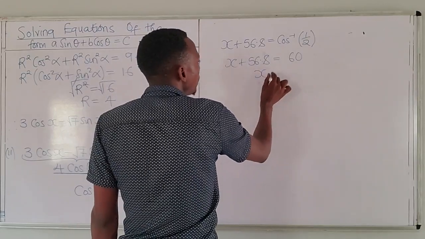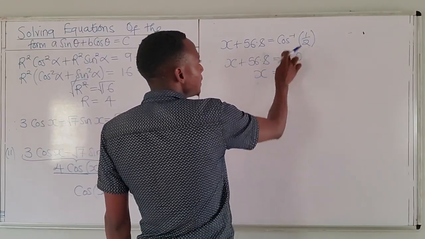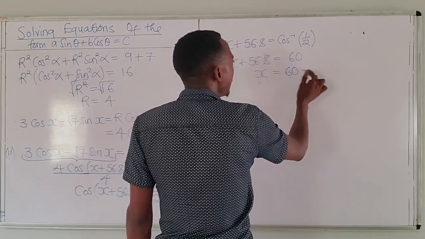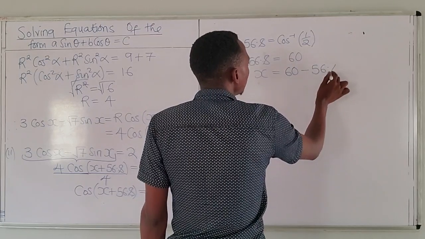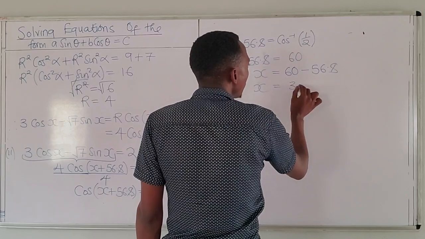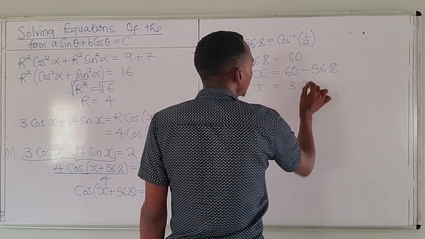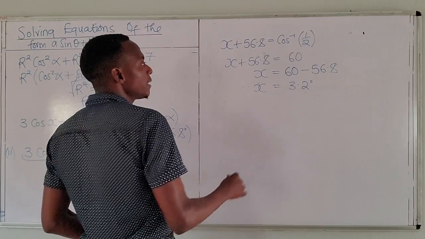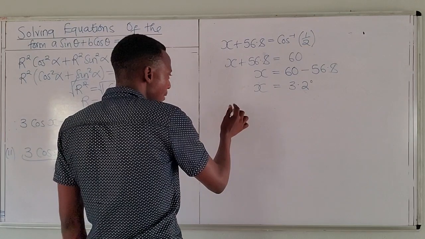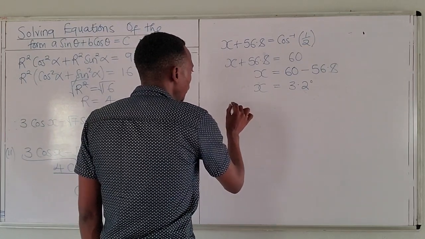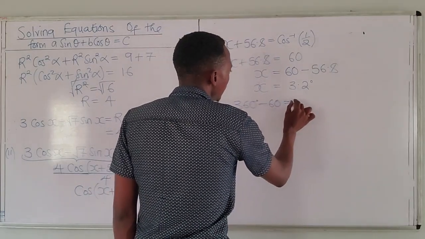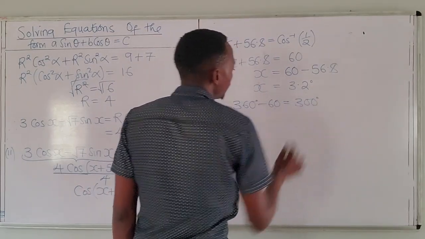So finding the value of x, already we can see that this is lying in the first quadrant. So 60 minus 56.8, we are going to get 3.2 degrees. Now, going in the fourth quadrant, we can find an angle which is now 360 degrees take away 60. This gives us 300 degrees.